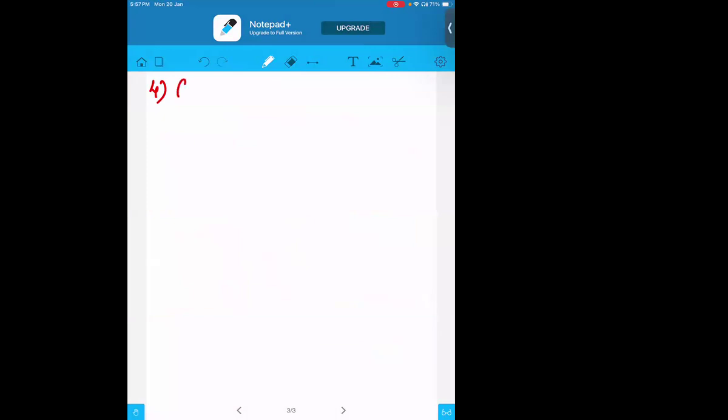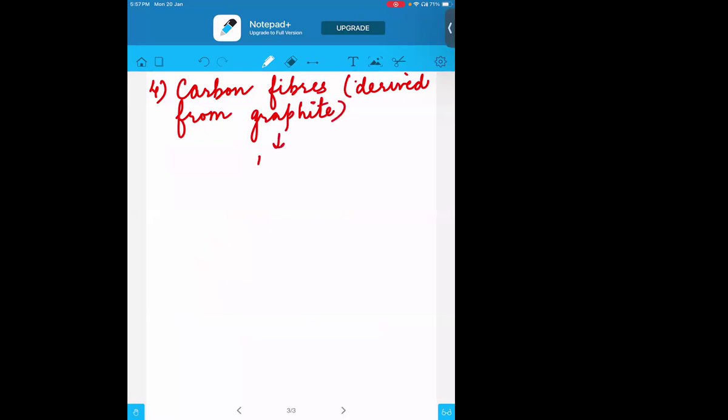But there is the non-metal called carbon. So carbon fibers are there, which are actually made from graphite. So carbon fibers are derived from graphite. They are strong as well as flexible. So it means they are not brittle. We cannot break them easily. So carbon fiber is a type of graphite which is strong. They should actually be brittle, but this is the exception where they are strong and flexible. They cannot be broken down easily.